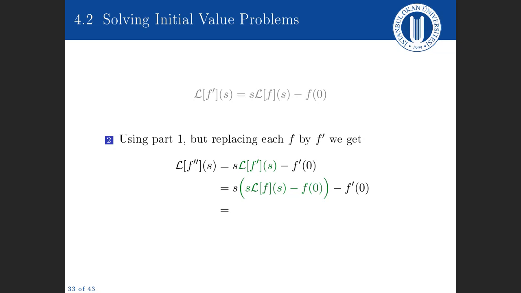But we know that the Laplace transform of f prime is just s Laplace transform of f minus f of 0. So this is just s squared Laplace transform of f minus s f of 0 minus f prime of 0, which is the formula in part 2. All I've done is I've used the formula in part 1 two times to prove the formula in part 2. Parts 3 and 4 I'll leave for you to prove. Just keep using the formula again and again and again, and you can prove that they are true.